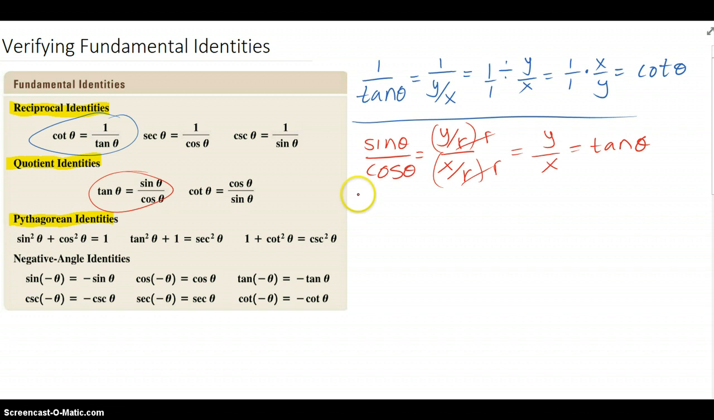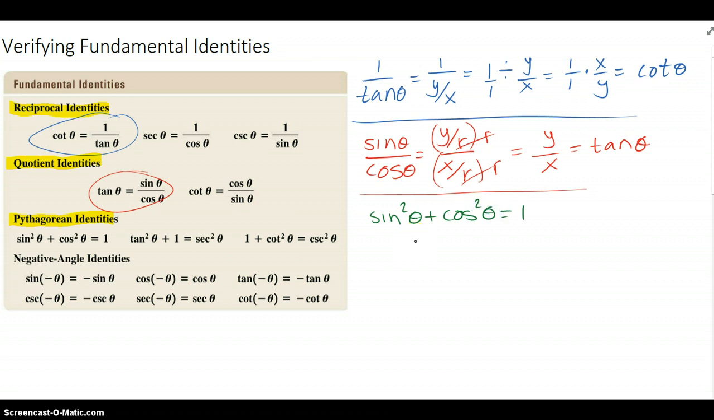The first is sine squared plus cosine squared equals 1. And again, we have done that in the first chapter as well. And we actually proved it back then. Let's go to it again.